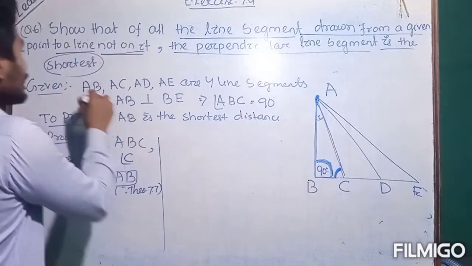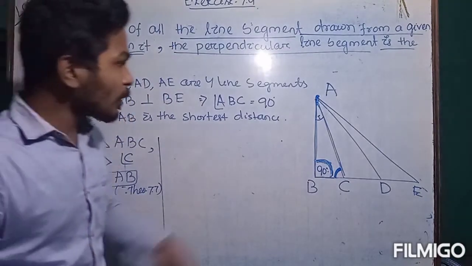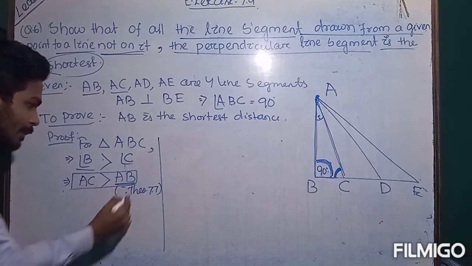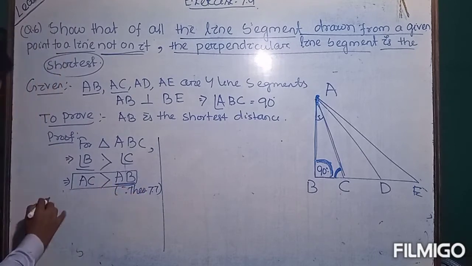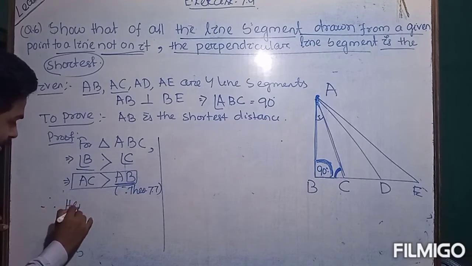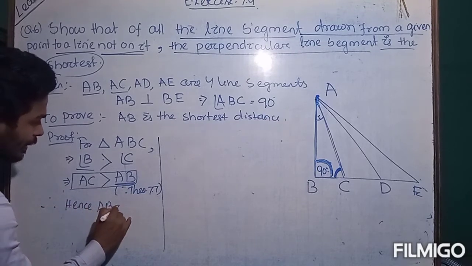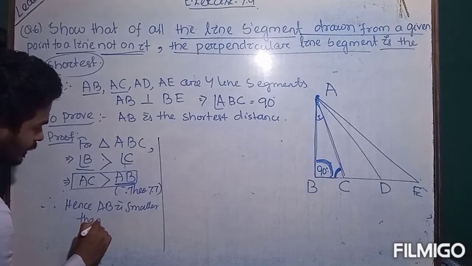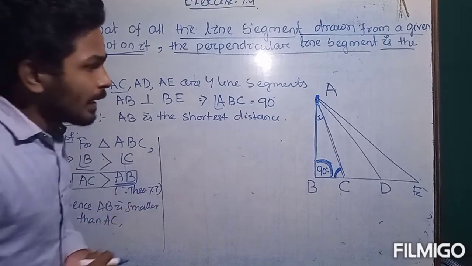They are line segments. AB and SC are line segments. So among SC and AB, which one is shortest? AB is smaller. Okay. So you can write, hence, AB is smaller than SC. Clear? This is done.